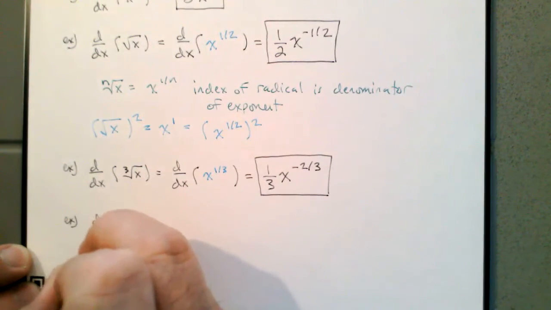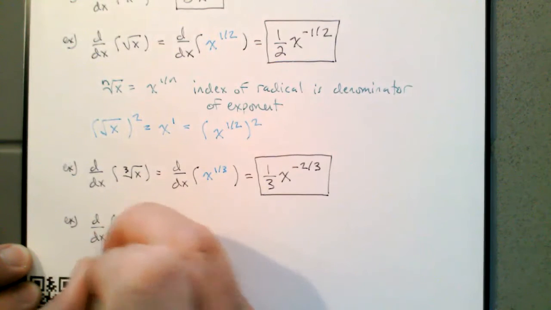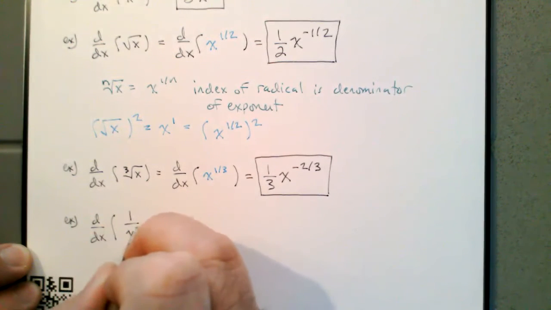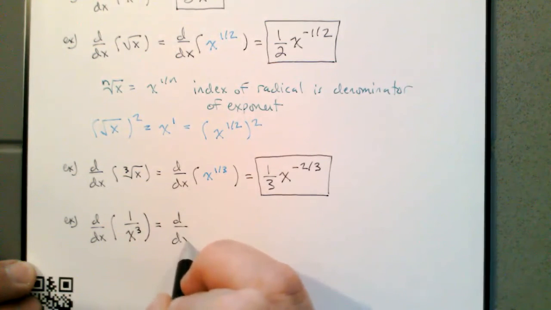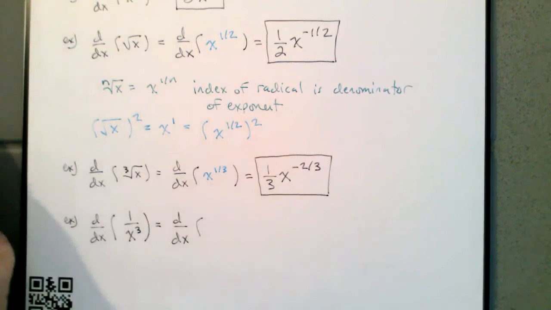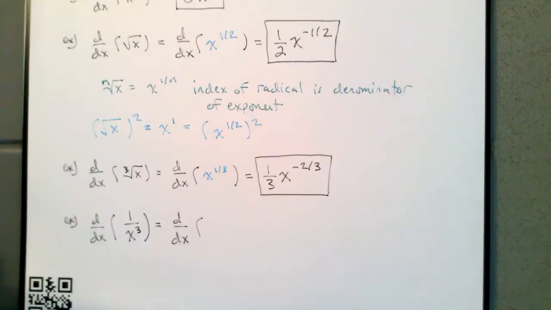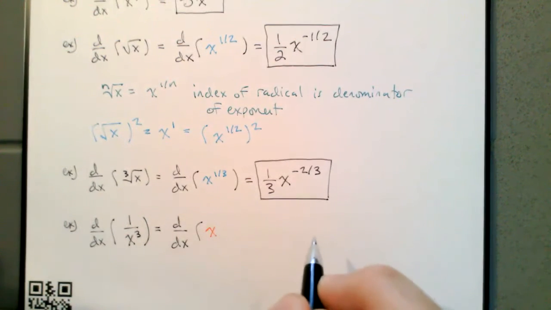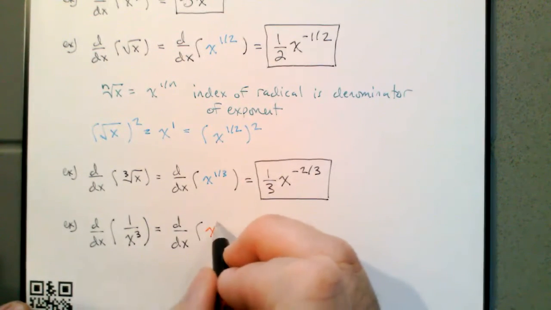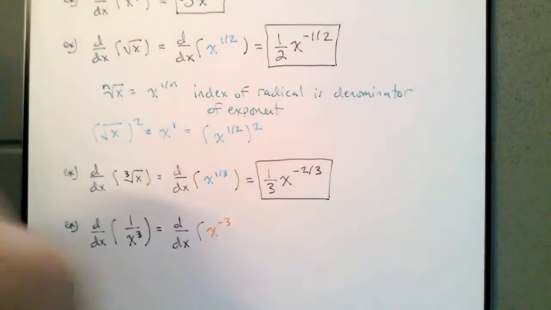Let's suppose that we want to take the derivative of 1 over x to the 3rd. Once again, we can think of 1 over x to the 3rd as x raised to some power. How would we rewrite 1 over x to the 3rd as x raised to a power? What should we write this as? This will be x to the -3. So the exponent is just a -3.